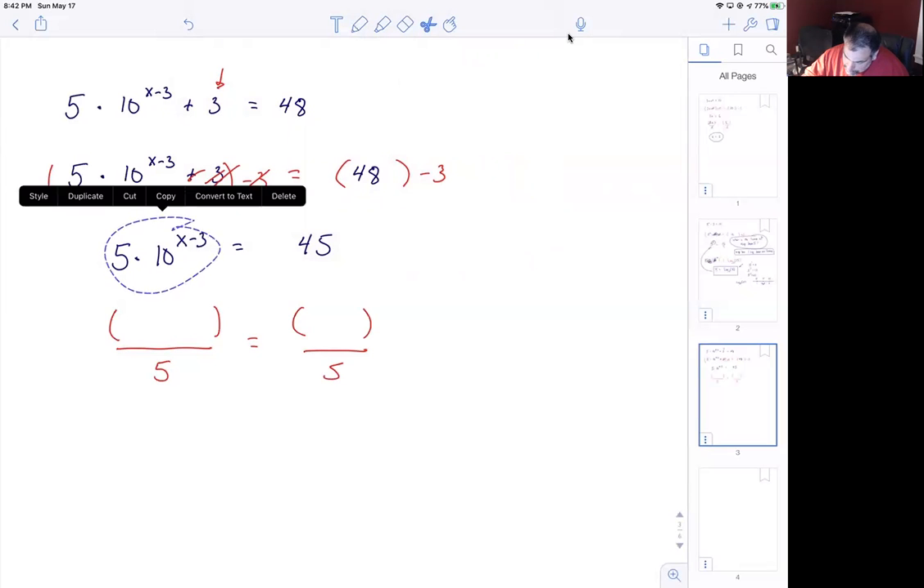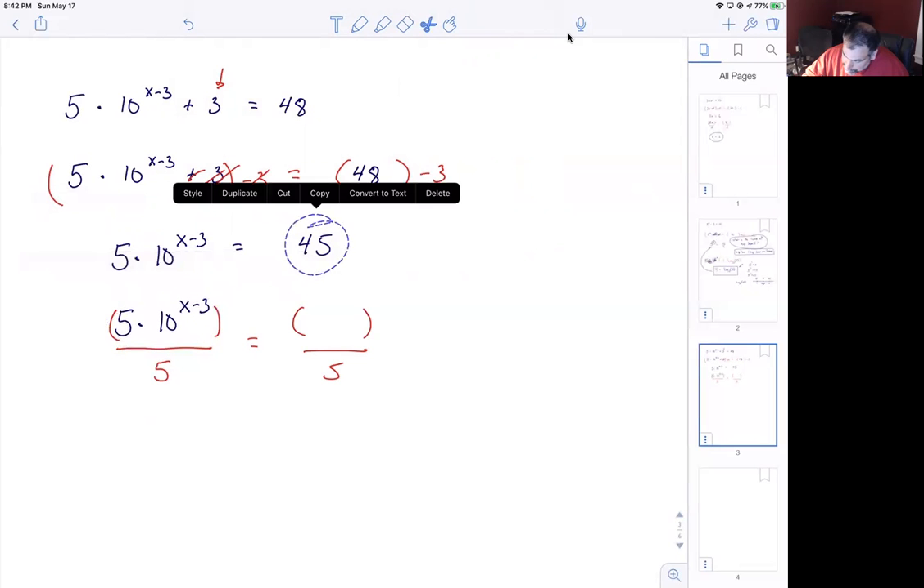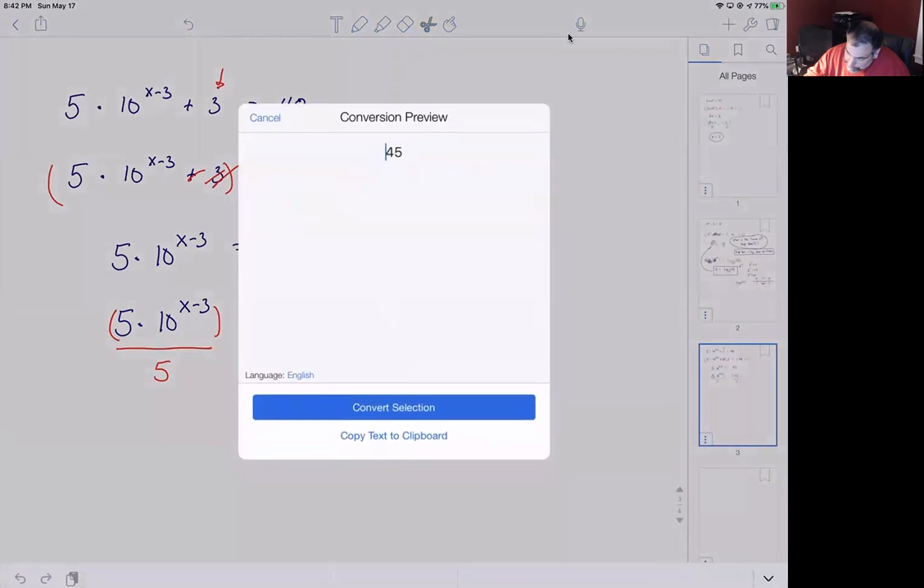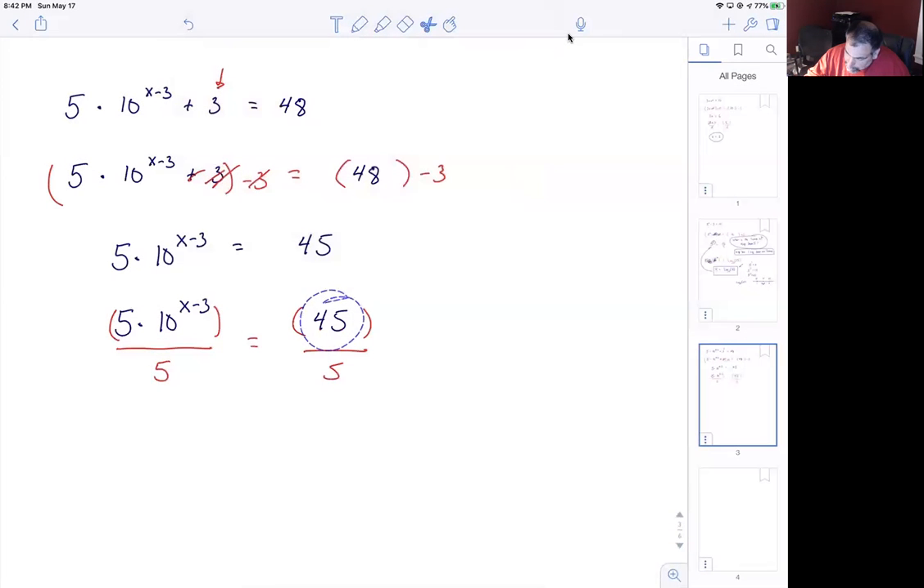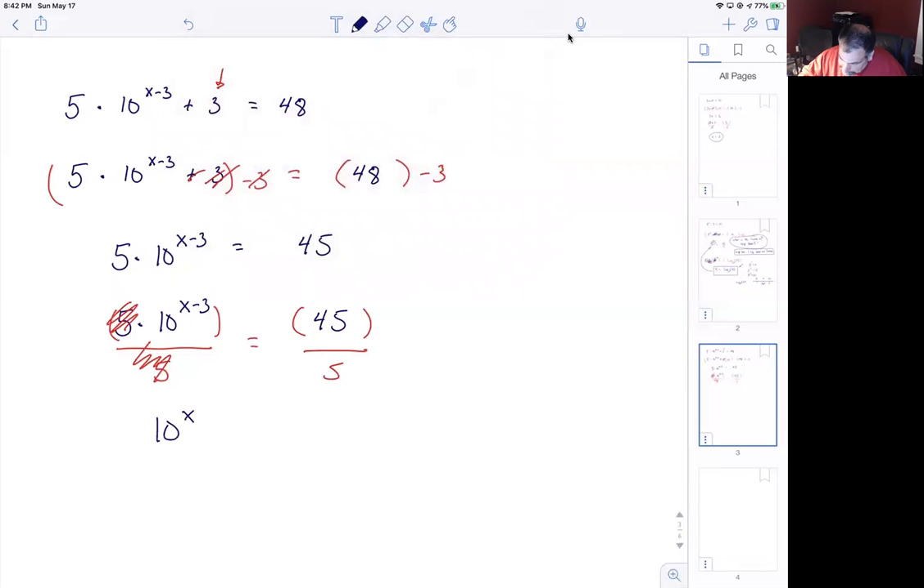So here we go. We're going to put that on the left-hand side. We're going to put this on the right-hand side. And now inverses acting directly on each other are going to cancel out. So we've got multiplication by 5 and division by 5 going to cancel. And we're left with 10 raised to the x minus 3 equals, well, 45 over 5 turns into 9. Now, normally this is where you would try to play the common bases game. There are no common bases here, so we have to use inverses.